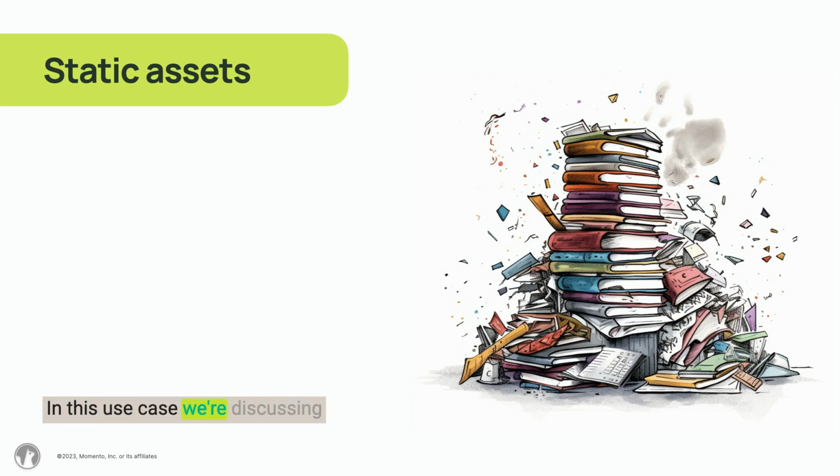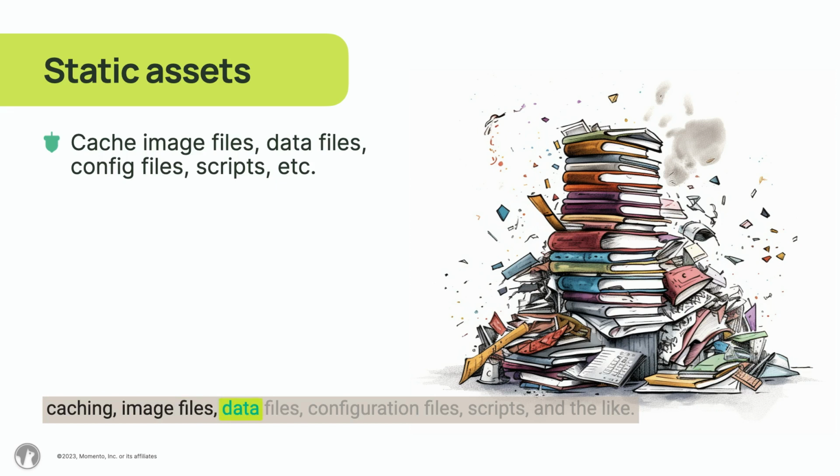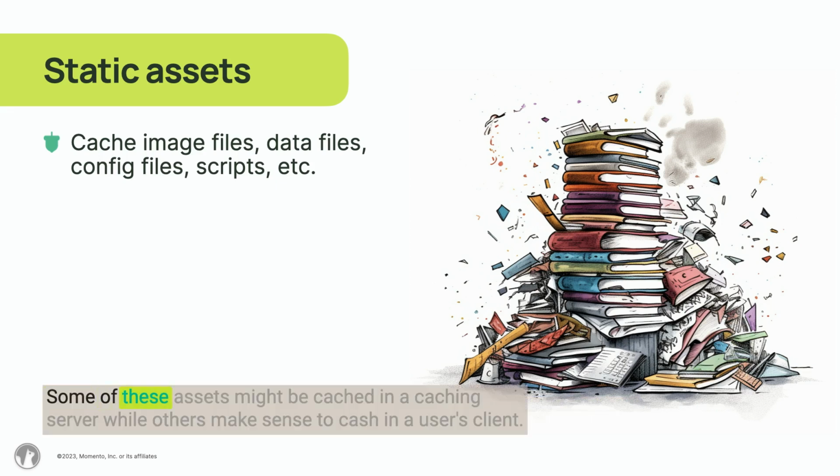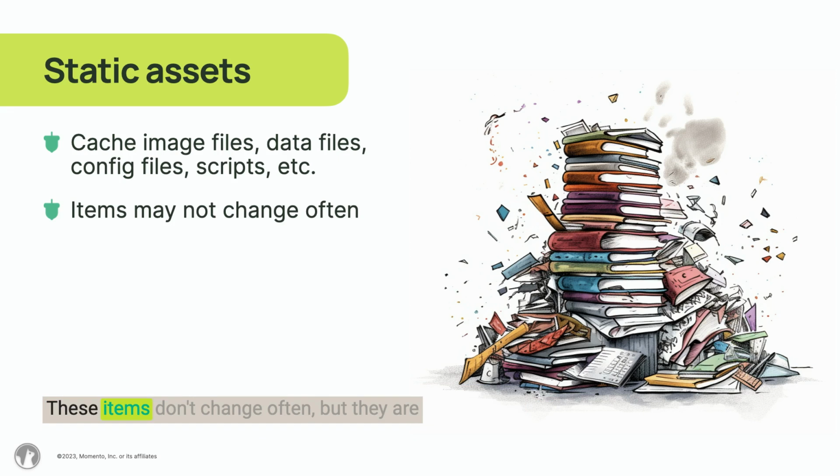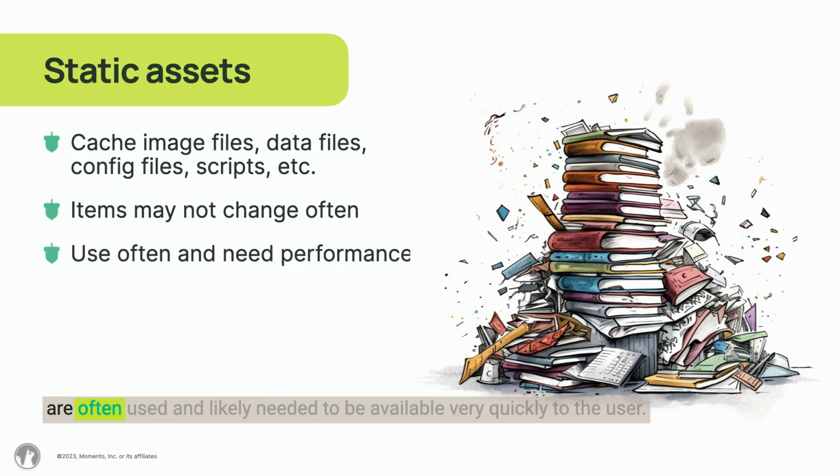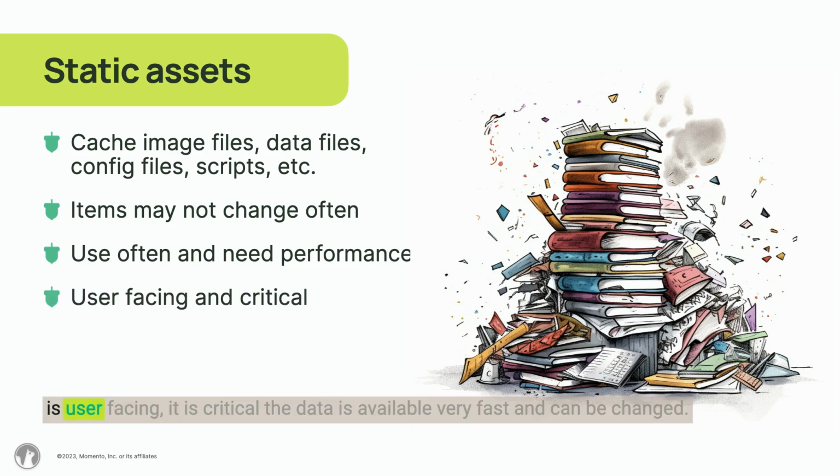In this use case, we're discussing caching image files, data files, configuration files, scripts, and the like. Some of these assets might be cached in a caching server, while others make sense to cache in a user's client. These items don't change often, but they are often used and likely needed to be available very quickly to the user. Since it is user-facing, it is critical the data is available very fast, and can be changed.